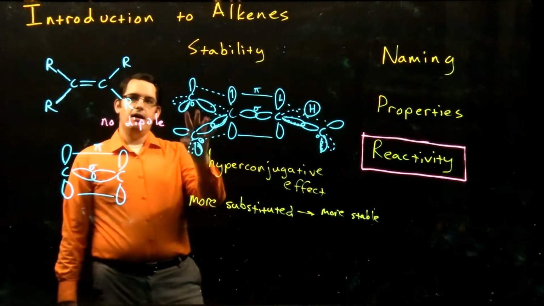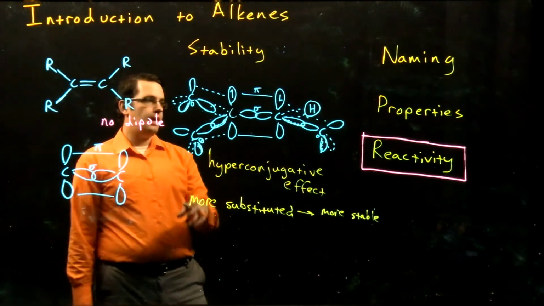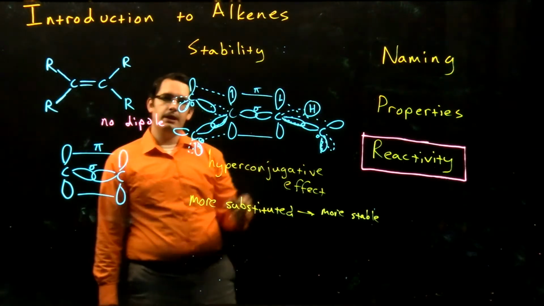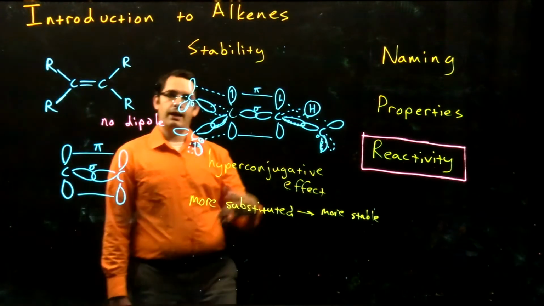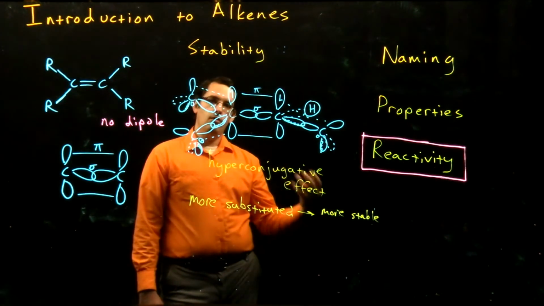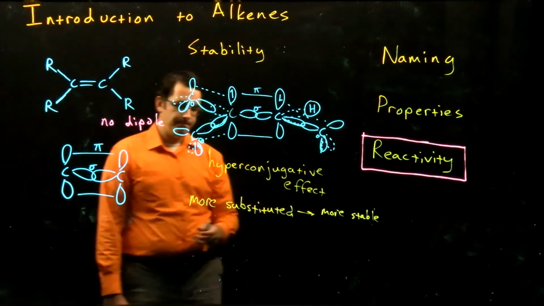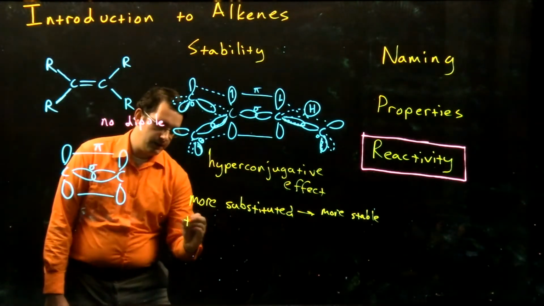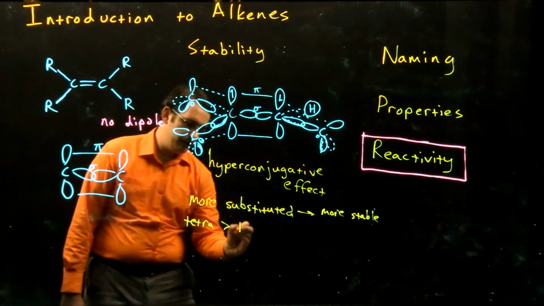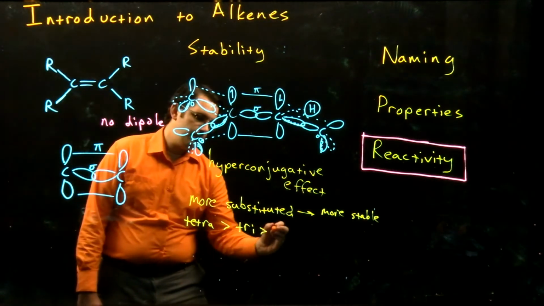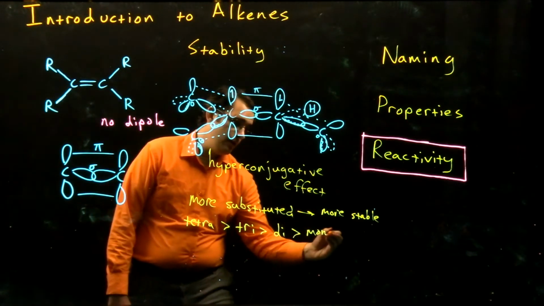So right here we have what we call a tri-substituted alkene with 3 carbons attached. We could add a 4th carbon up here to have a tetra-substituted alkene, or we could have a di-substituted alkene, or a mono-substituted alkene, or an unsubstituted alkene. So of course, tetra-substituted would be more stable than tri, which would be more stable than di, mono, etc.